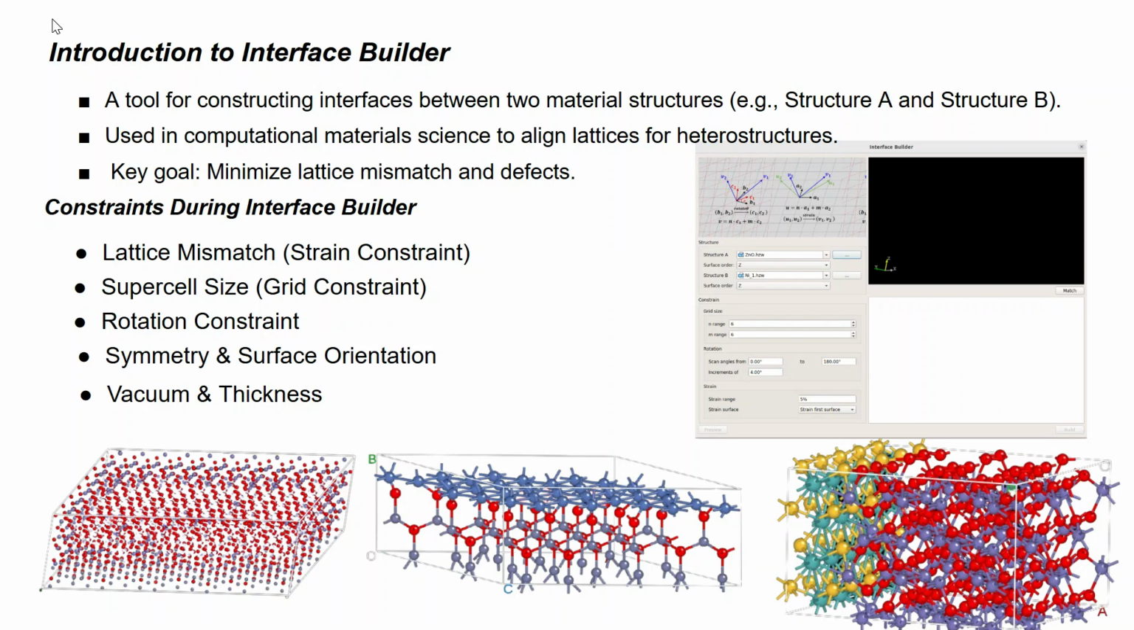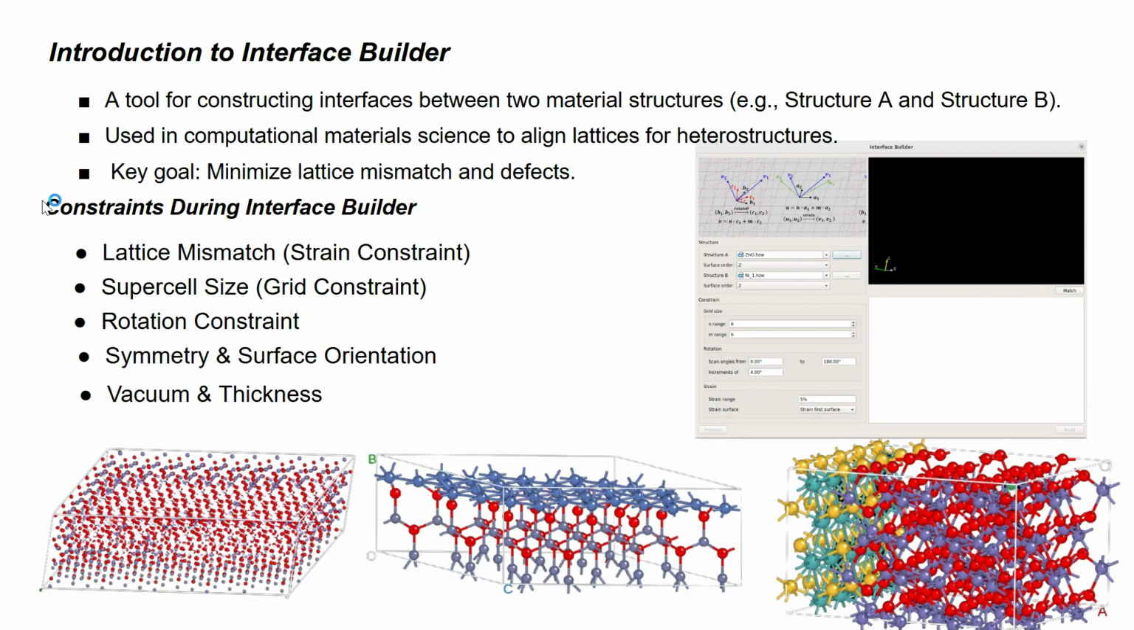When we talk about the interface builder, it is a tool for constructing an interface between two different material structures, like structure A and structure B. You can see in the interface builder GUI also, structure A and structure B. It is basically used in computational materials science to align lattices for the heterostructure, and the key goal is to minimize lattice mismatch and defects.